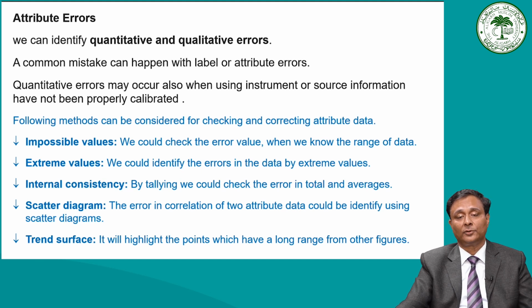A good example could be the scatter diagram. The error in correlation of two attribute data could be identified using scatter diagrams also. Another can be the trend surface. It will highlight the points which are at a long range from other figures. So these are some obvious ways through which attribute related data can be rectified.